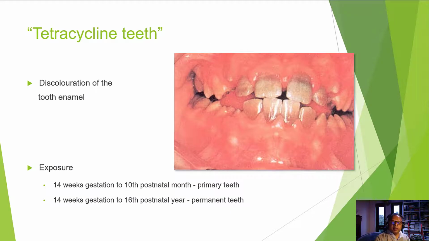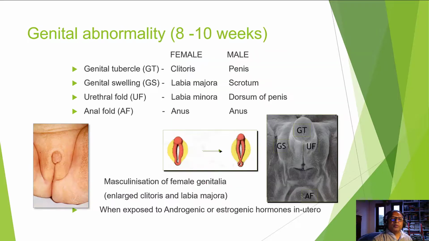This is tetracycline discolored teeth, usually exposure of the mother around 14 weeks to 10 months of the pregnancy. They are called primary because it affects the primary teeth. And later, when it is coming to the permanent teeth, again it can cause this. So you have to be very careful in prescribing tetracycline in children as well as mothers.